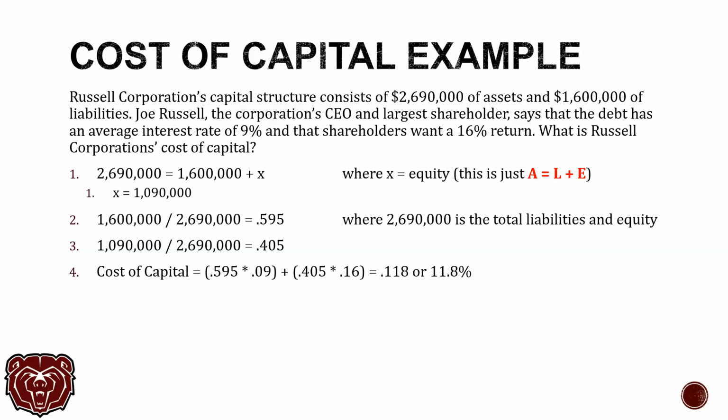We can calculate our cost of capital as 0.595 times 0.09 plus 0.405 times 0.16, and it gets us 0.118 or 11.8%. That is our cost of capital. That is the hurdle rate. If we are going to make an investment, we need to make sure that the investment has a return on future cash flows of greater than or equal to 11.8%.